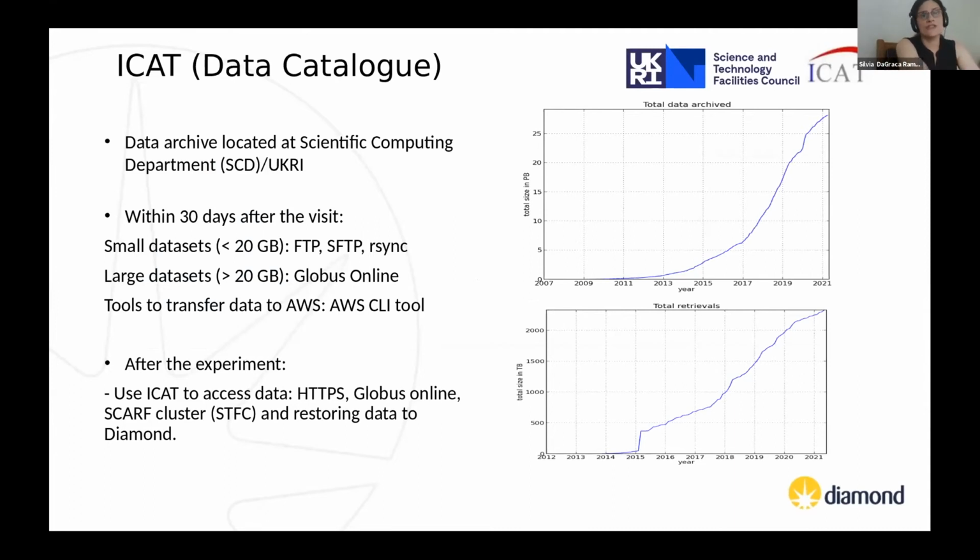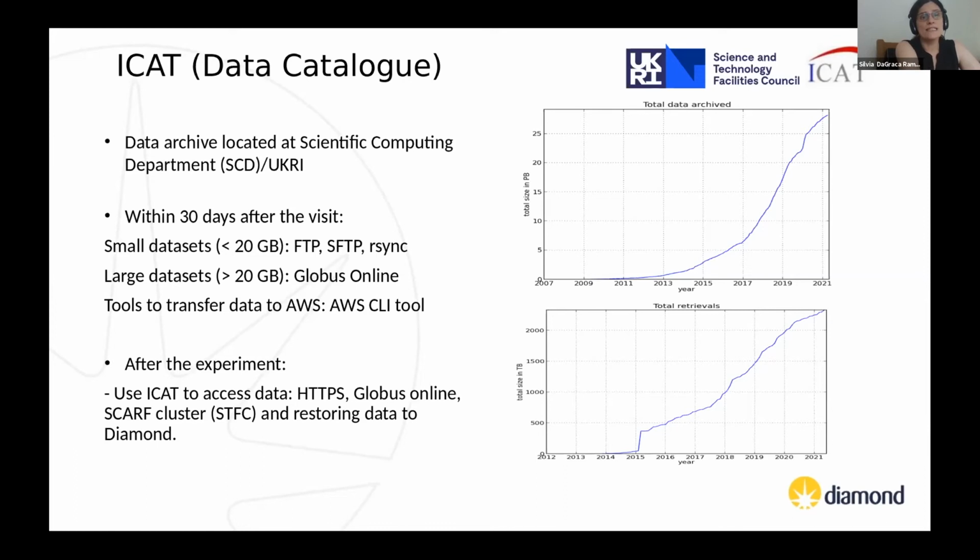Now concerning the ICAT data catalog. The data archive is located at the Scientific Computing Department, the SED, and we have a service level agreement with them for the operation and also for the development of some software tools. As you can see on the right-hand side, at the moment we have around, the exact number will be 28.5 petabytes as of 2 days ago. We have more than 3 billion files in our data archive.